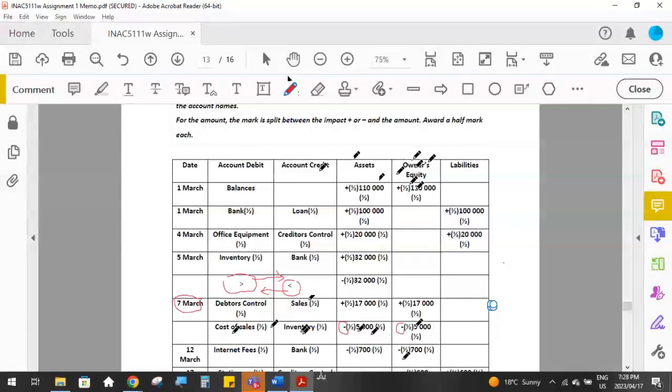So remember, double entry system means that there's an equal sign here for our accounting equation. Assets equals, so this is one side of the accounting equation, and this over here is the second side of the accounting equation. So the left-hand side of the accounting equation must equal the right-hand side. So if I debit or increase the left-hand side by 17,000, I must also increase the right-hand side. If I decrease the left-hand side, I must decrease the right-hand side.